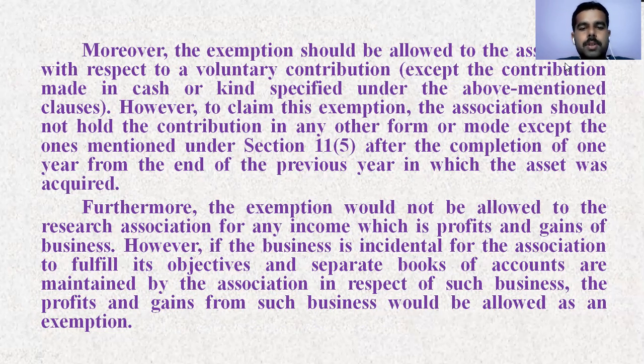Moreover, the exemption would not be allowed to the research association for any income which is profits and gains of business. However, if the business is incidental for the association to fulfill its objective and separate books of accounts are maintained by the association in respect of such business, the profits and gains from such business would be allowed as an exemption. Okay, these are the exemptions in part 3, and a few more exemptions are there.